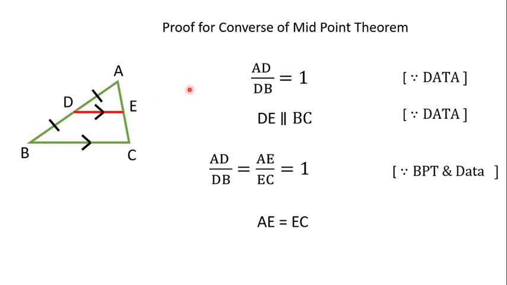So the converse of midpoint theorem states that if a line is drawn through the midpoint of a side of a triangle parallel to another side, it definitely bisects the third side, and this is the alternate proof for the converse of midpoint theorem. Hence it is proved.